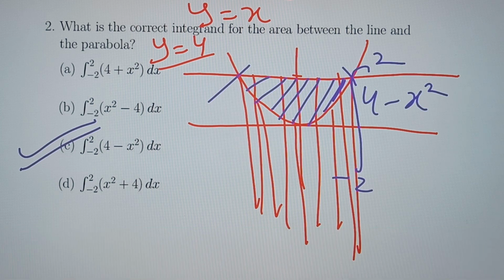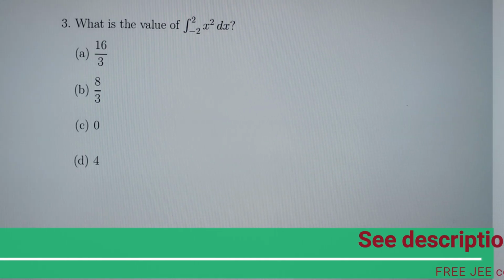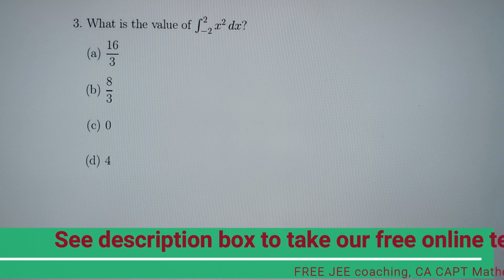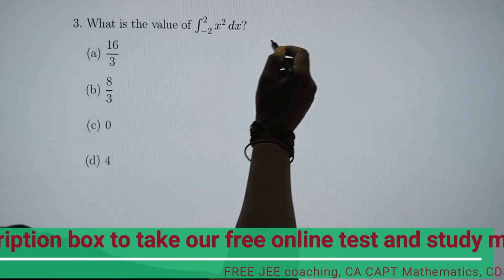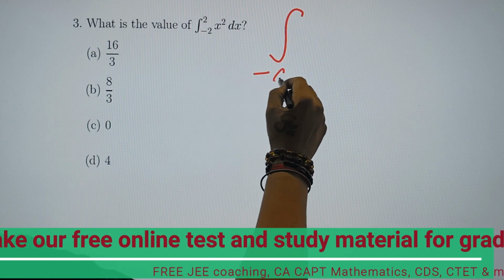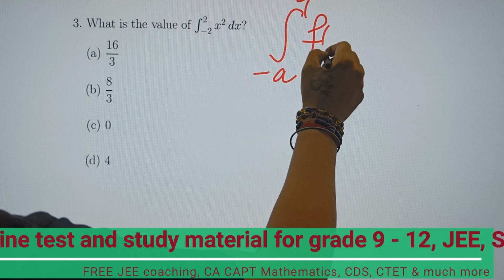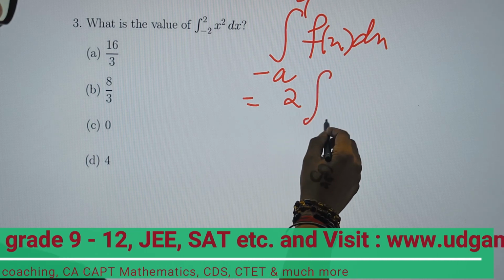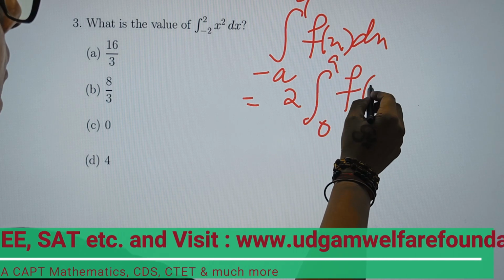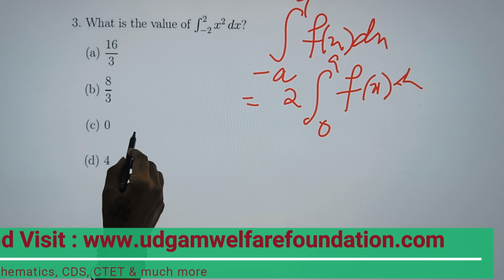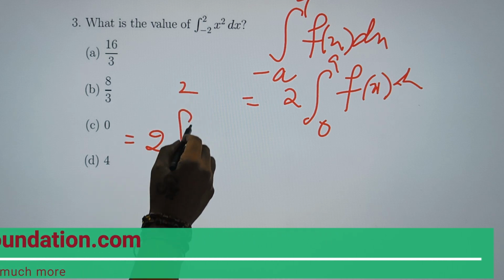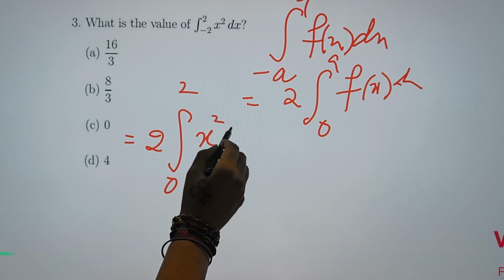Now let's move towards question number 3. So students, here comes our question number 3, which says: what is the value of integral from minus 2 to 2 of x square dx? Very simple. Here we are using the property of integral from minus a to a of f(x) dx, which states it equals twice the integral from 0 to a of f(x) dx. So we will be getting integral from 0 to 2 of x square dx.